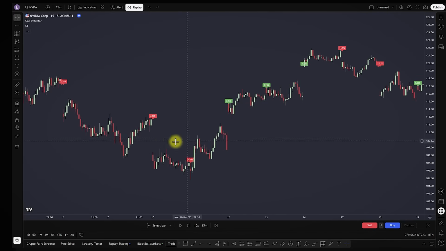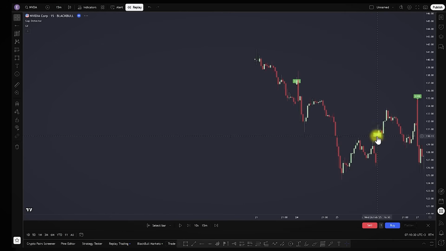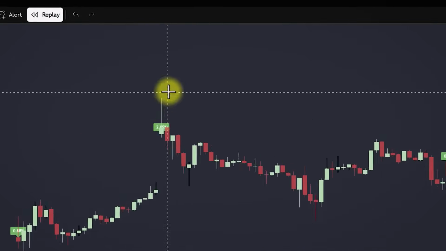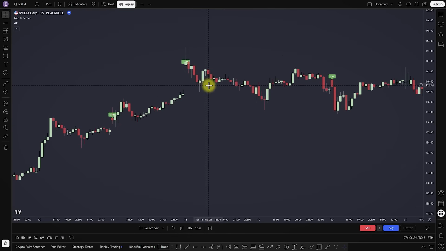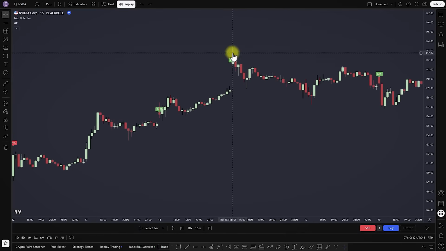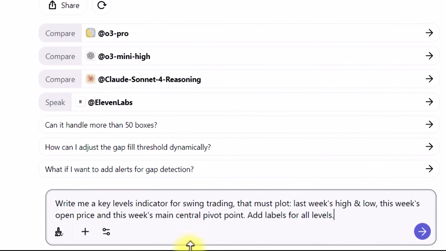Of course, I can combine this indicator with the other ones I've created. A gap up with a bearish pin bar represents a strong fade signal. Trading with AI lets you merge these concepts effortlessly. I hope you see how simple it is to turn your own trading ideas into custom indicators and full strategies.